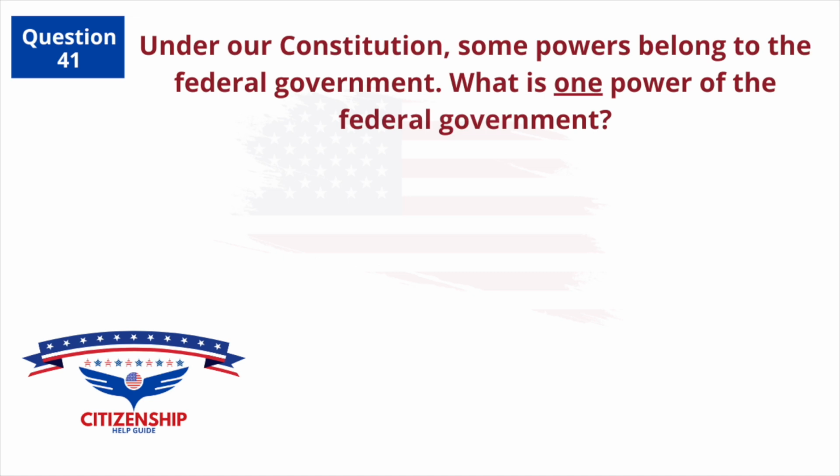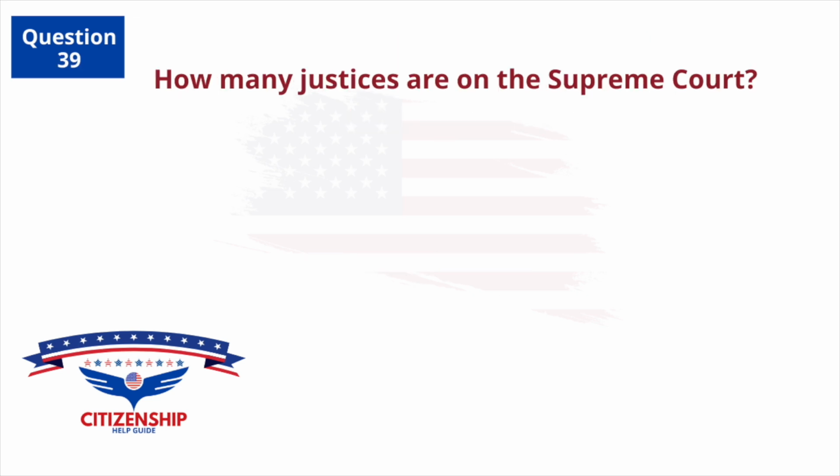Under our Constitution, some powers belong to the federal government. What is one power of the federal government? To print money. How many justices are on the Supreme Court? Nine.